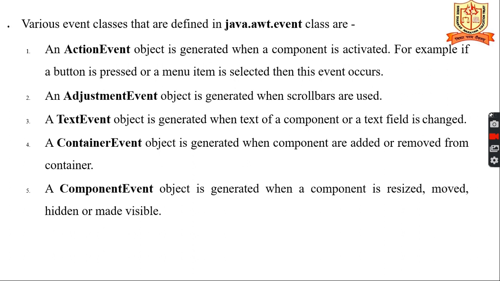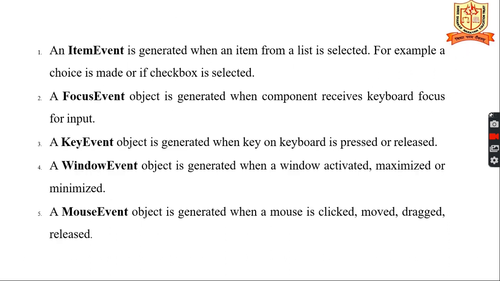A text event object is generated when the text of the component or text field is changed. When you are changing the content of the text field, a text event is generated. A container event object is generated when components are added to or removed from the container. A component event object is generated when a component is resized, moved, hidden or made visible.